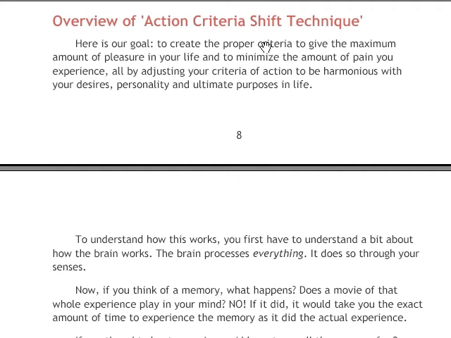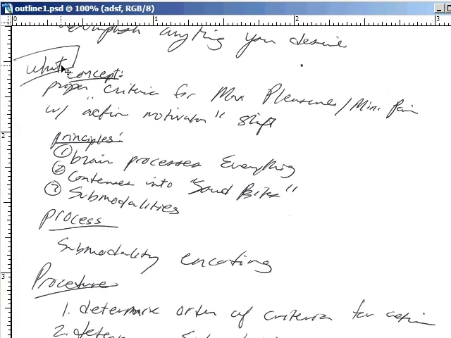To create the proper criteria to give the maximum amount of pleasure in your life and to minimize the amount of pain you experience, all by adjusting your criteria of action to be harmonious with your desires, personality, and ultimate purposes in life. So what I did here is I've condensed down the whole essence of this chapter into one single sentence, which is the first step that you take when you create your outline for the what section and concept. So I took proper criteria for max pleasure, min pain with action, motivation, shift.